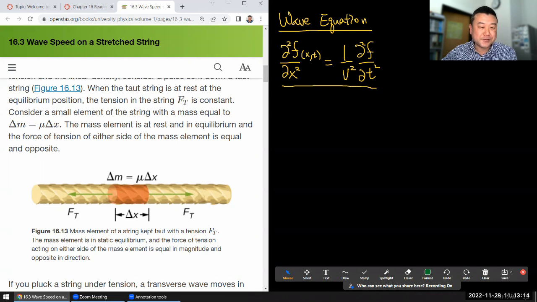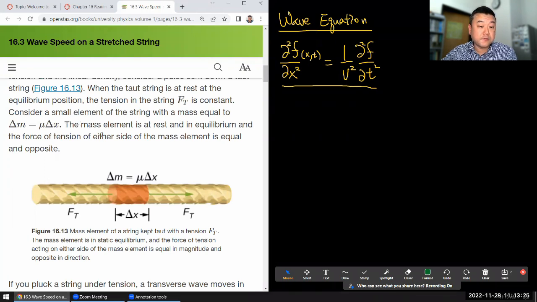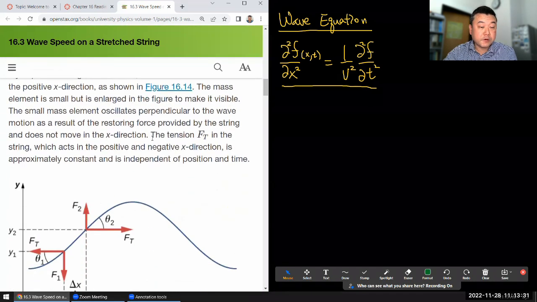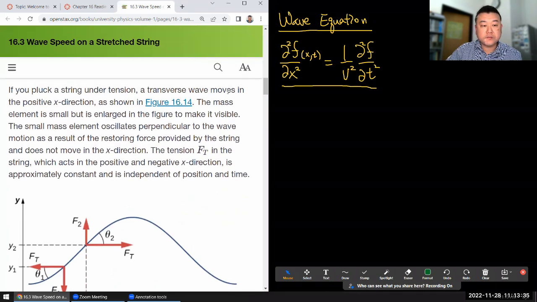Consider a small element of the string with a mass equal to delta m is equal to mu times delta x. The mass element is at rest and in equilibrium, and the force of tension on either side of the mass element is equal and opposite. Okay. If you pluck a string under tension, transverse waves move in the positive x direction, as shown in the figure below this figure.